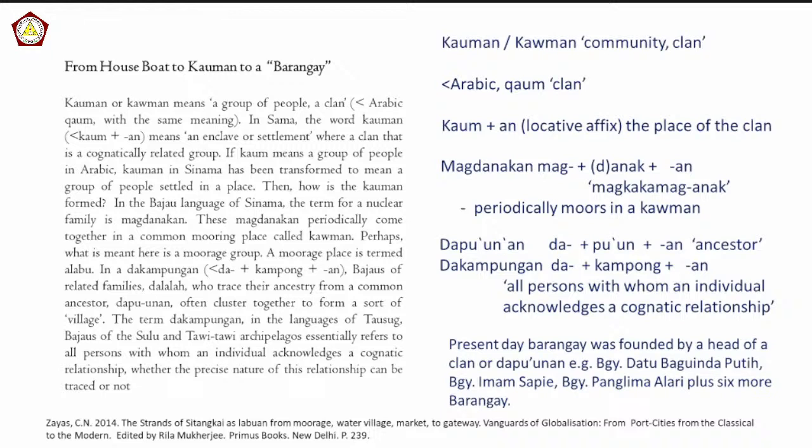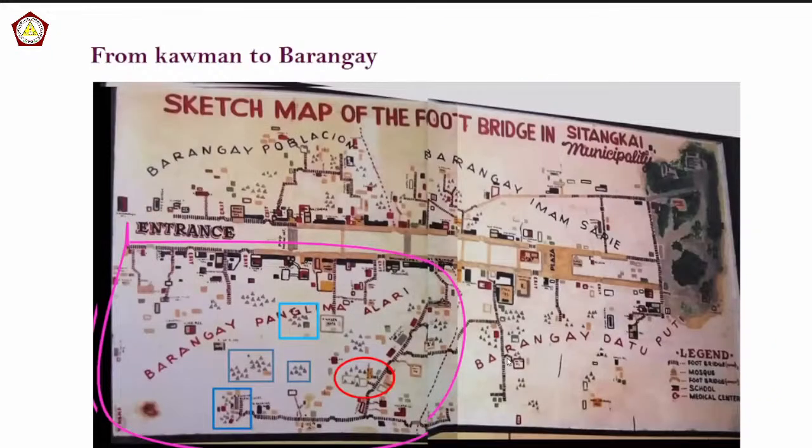Okay, now we go back to that site. The present-day barangay, this present-day barangay here in this place I'm talking about, was founded by a clan or a dapuanan. Example, Barangay Baginda Puti, Barangay Imam Sapi, Barangay Pamlima Alari, plus six more barangays outside of this. Now, I will tell you, why is Yusuf, my informant, who was born in Sapi, why is he in Barangay Alari?